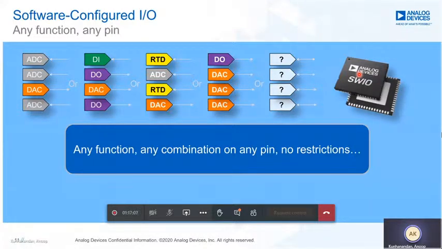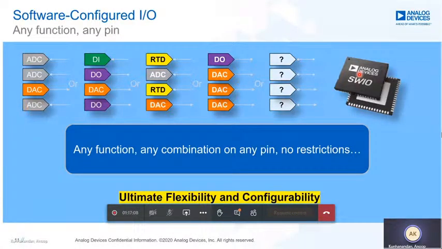So what is the final objective here? You get ultimate flexibility and configurability, which is the trademark of Industry 4.0 to bring efficient production systems in place.